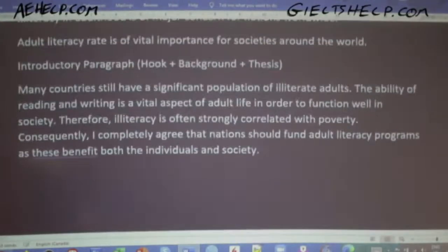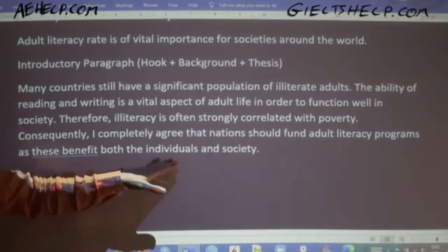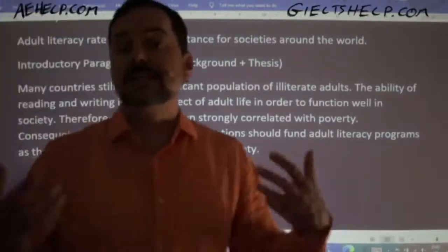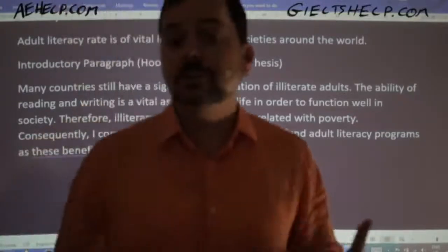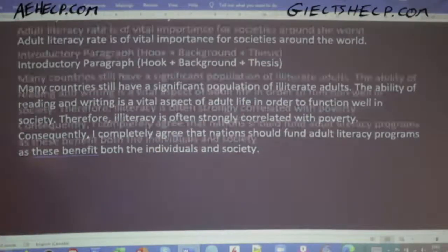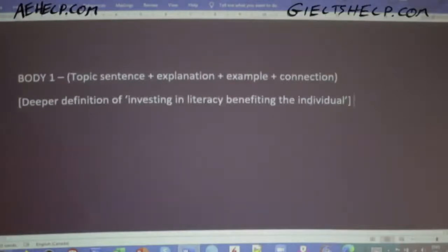All right, so our first thesis point is that literacy programs benefit the individual, and now we need to express that in a clear way in a sentence. So we basically paraphrase it. What do we mean by that? Okay, so what does that mean? All right, so I'm going to do that. You do the same, and then we will compare. Okay.